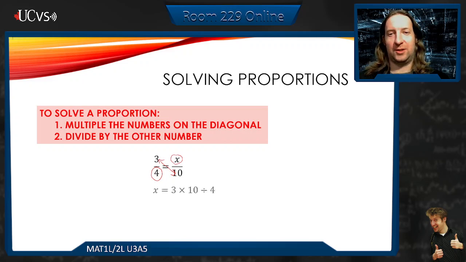So it'll be 3 times 10 divided by 4. That unknown will always be 3 times 10, which was on the diagonal, and then I divide by that third number, divide by 4, and that'll work out to 7.5. This technique of multiplying across the diagonal and then dividing will always work.